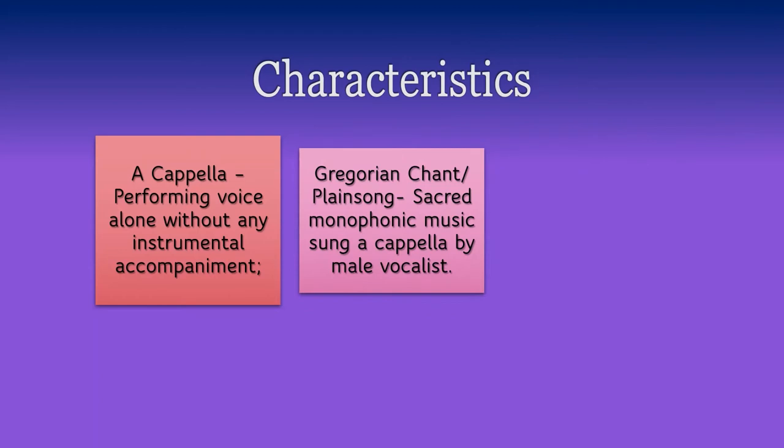Then we have Gregorian chant, also known as plain song. So this is what we call a sacred monophonic music that is sung a cappella by male vocalists. Now let me tell you all, this was actually known as the first monophonic music produced. Sacred music, I should say, because it was performed by the church, by the monks, by anybody who would have been associated with the church. But remember, it was sung by male vocalists.